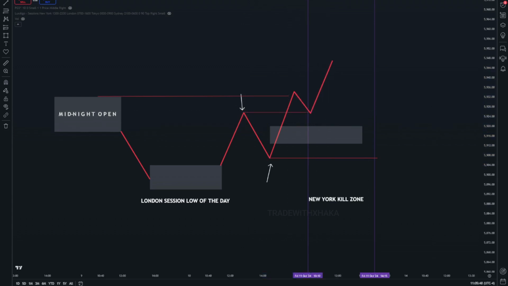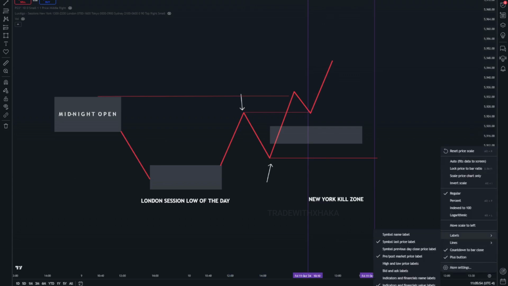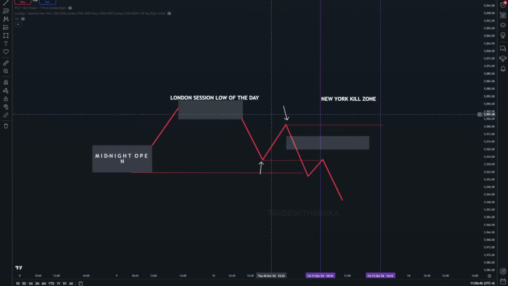It doesn't end there. So let me flip this chart for you to see how it is in a downtrend. The same thing is applicable when you're in a downtrend: midnight open, London session low, and the market pulls back into the zone. You define the trend and get involved when it's 10 o'clock a.m. You look for breaker plus FVG. That's what we'll be doing every day.